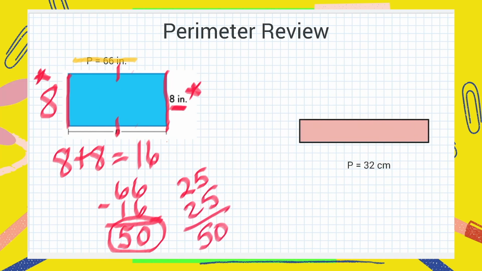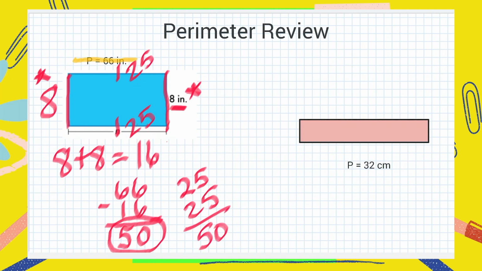50 cents, that's right. So that means that I can split 50 into two groups of 25. 25 here and 25 here. Have I found the missing side length? Yes, I have. Now, let's double check just to be sure. If the total perimeter is 66 inches, then that means all of these sides equal 66. Very good.